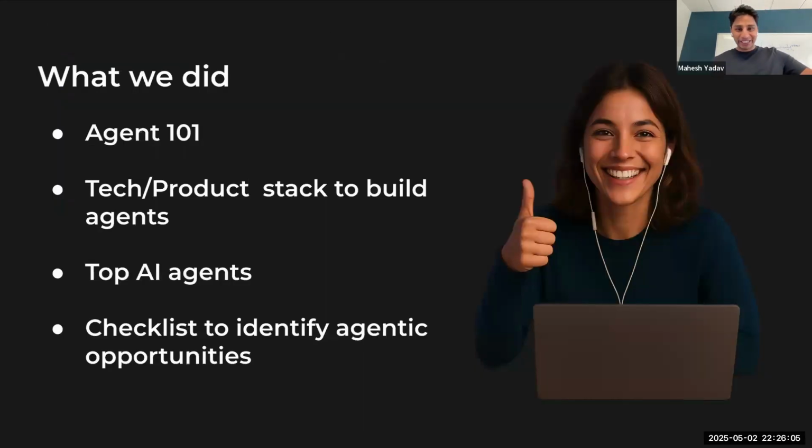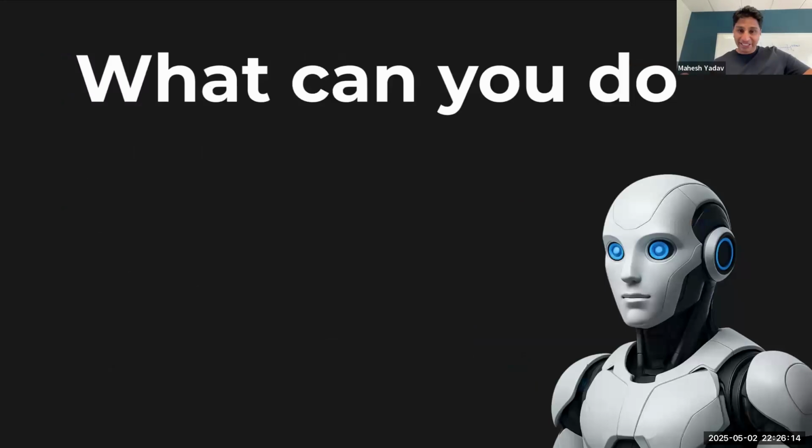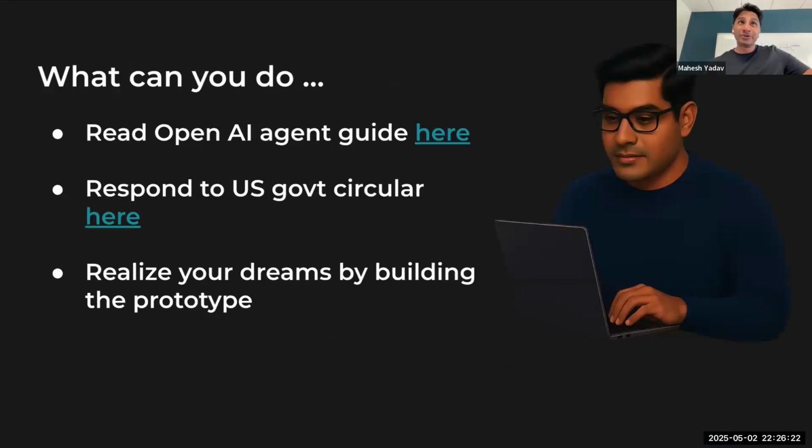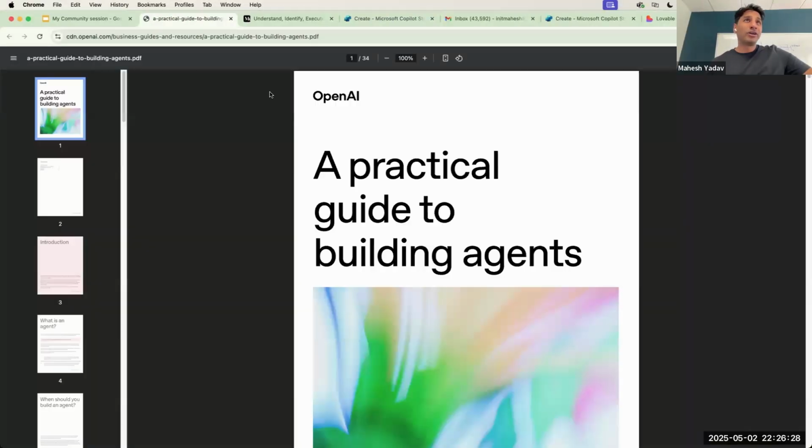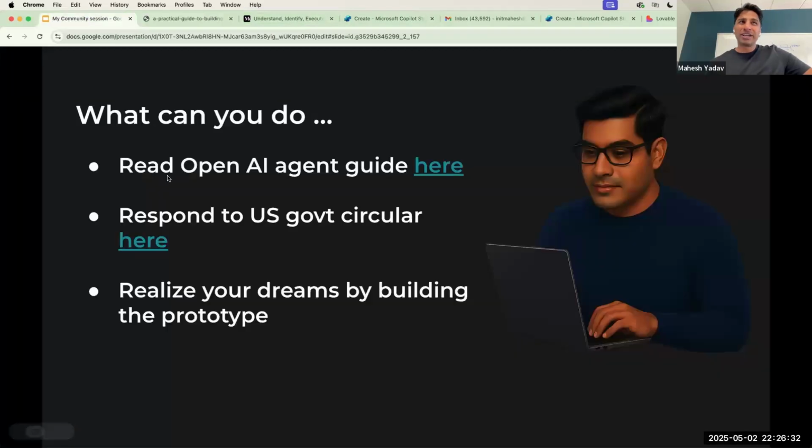Okay, what we did today, we talked about agents, we talked about what it takes, the key ingredients of agents, and we gave you a list of things that you can go build on. So what can you do? Read this doc. I found it a good 101 doc. This is the OpenAI practical guide to building agents. You will have a lot of clarity if you're just starting.